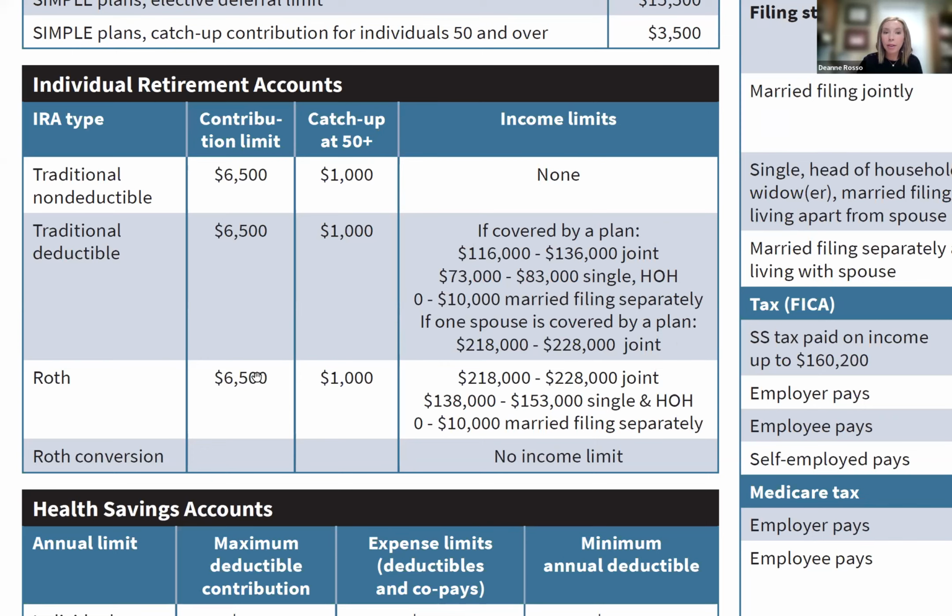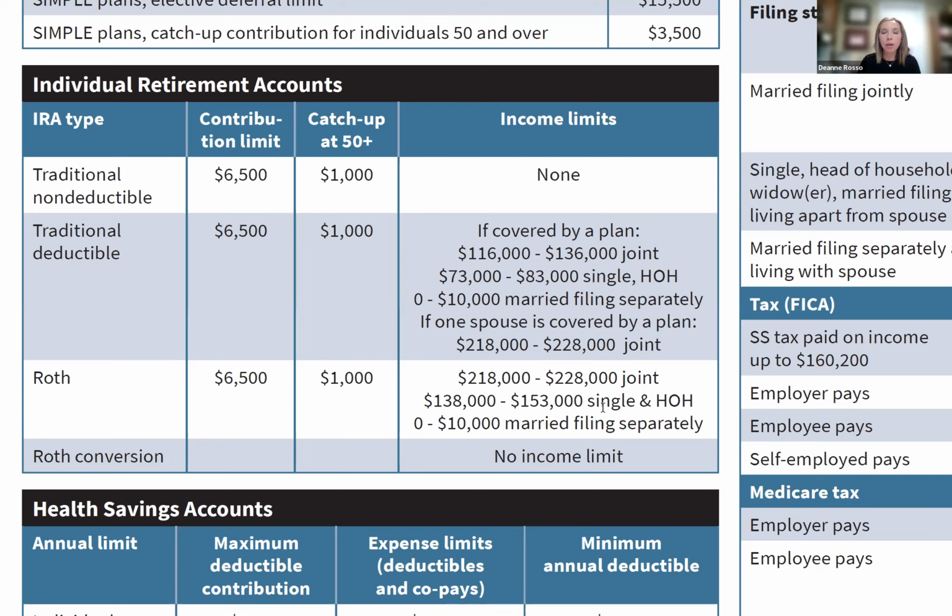Okay. Roth IRA, same limit, $6,500 for 2023 with $1,000 catch up if you're over age 50. The income limits here are the phase out starts at $218,000 and goes up to $228,000 joint, or $138,000 to $153,000 single. So this is just a really important thing to pay attention to. We always encourage folks to get as much into Roth IRAs as possible, but sometimes that income limit becomes a challenge, particularly for those of you in your higher earnings years.